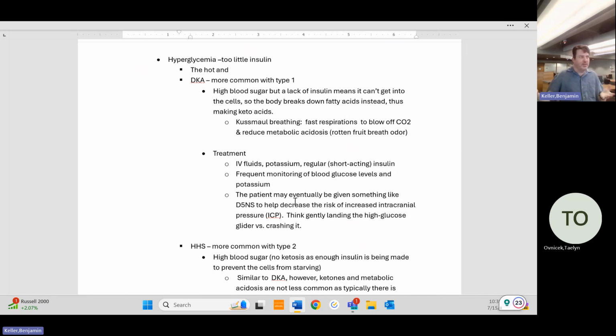And you'll hear things like in NCLEX questions, you'll see like patient has a rotten odor or a fruity odor or an acid odor that smells like fingernail polish. Well, that's the acetone from the ketones that you're smelling there. It smells kind of like rotting fruit.